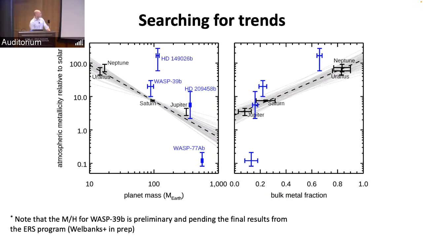The data show an intrinsic scatter that is, I think, really clear and robust now. So there's hints of a trend in both of these plots, but there's also a lot more scatter than we expect. In the mass metallicity relationship, HD 149 is so metal rich, WST-77 is so metal poor, suggesting a very large diversity in compositions. The atmospheric metallicity versus bulk metal fraction is a little more tight, but again, this low metallicity for WST-77, which really seems robust, is challenging to accommodate in this simple statistical trend.